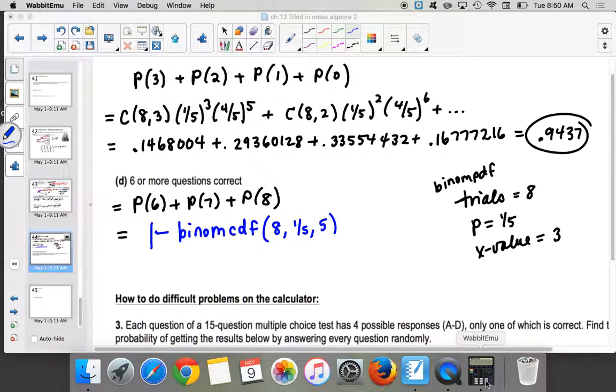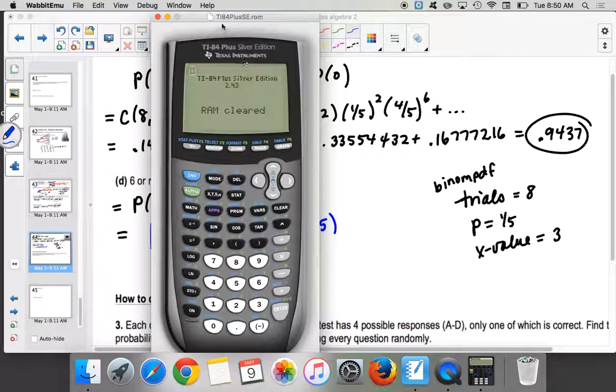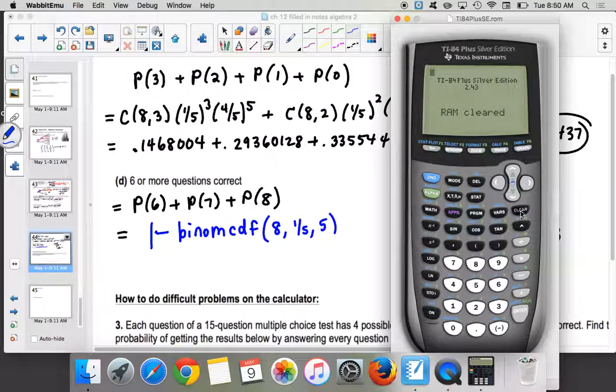Okay, so we go in here, and I do second distribution. I go down to my Binomial Cdf, or like I said, you could do each one individually if you want. You could just do 6, 7, and 8. So we're going to do 8, comma, 1/5, which is 0.2, and then 5. That's going to be the probability of getting 0 questions right, 1 question right, 2 questions right, 3, 4, or 5. And then we do 1 minus that answer. So we get 0.00123.